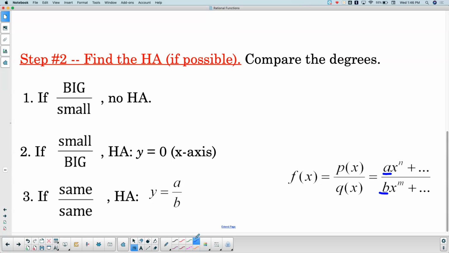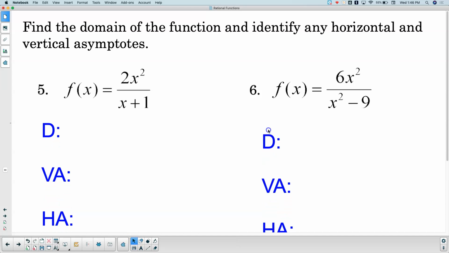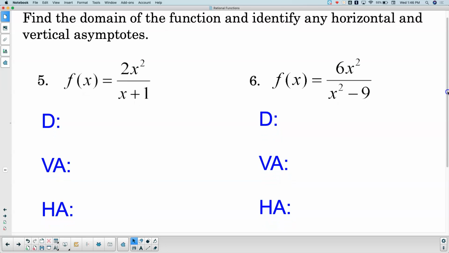Keep that sheet out, because we want to keep that next to us. We want to use that as a reference guide as we're going through. Well, let's go back into our notes now. Okay? And let's find us the domain, the vertical asymptotes, and the horizontal asymptotes of these two functions.